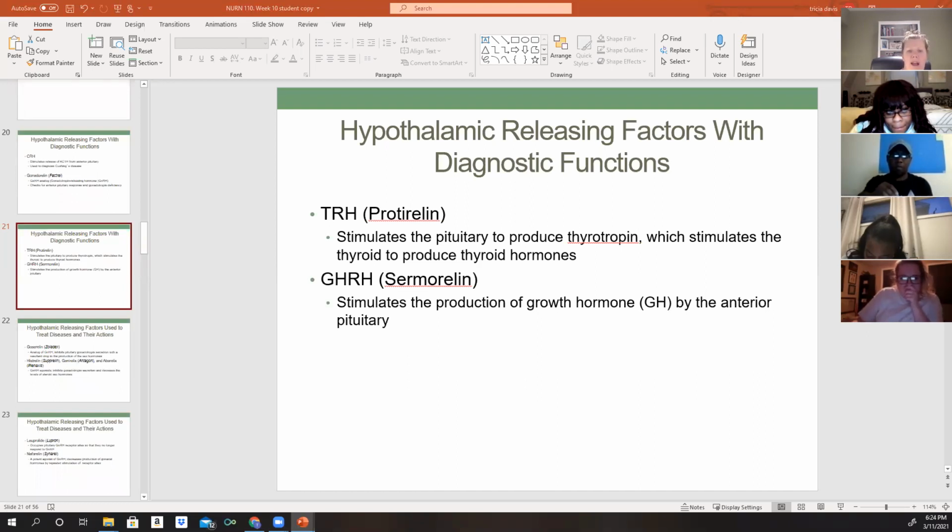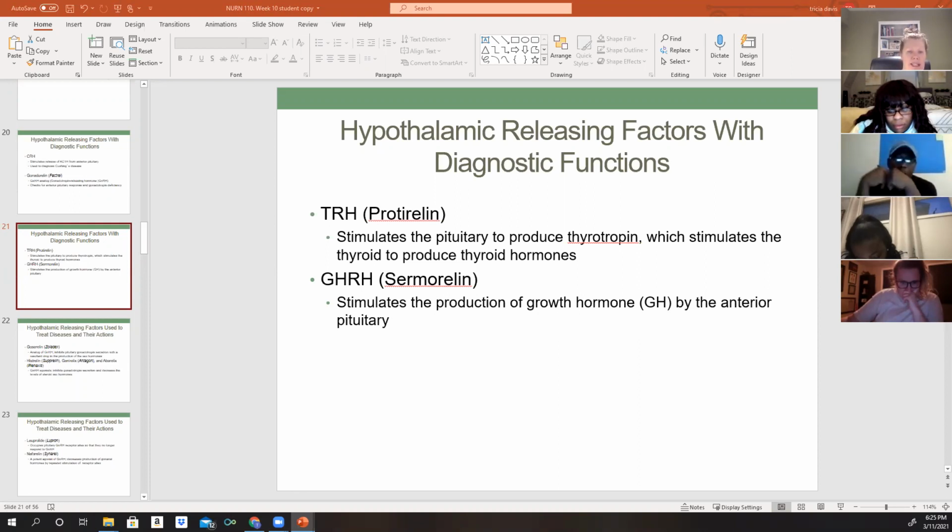All right, when the hypothalamus senses a need for a particular thyroid hormone, it secretes the releasing hormone or factor, TRH, or protirelin, directly into the anterior pituitary. In response to the TRH, the anterior pituitary secretes TSH, which in turn is going to stimulate the thyroid gland to produce the thyroid hormone. When the hypothalamus senses the rising level of thyroid hormone, it stops secreting that TRH, which is going to result in a decreased production of that TSH.